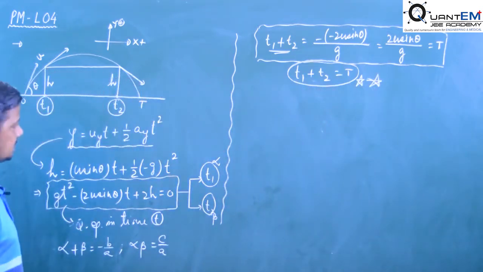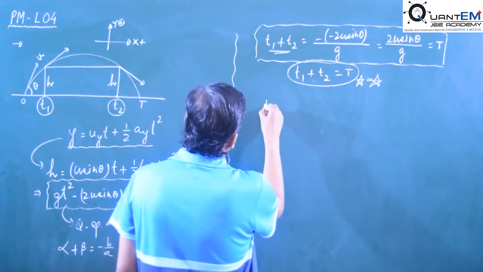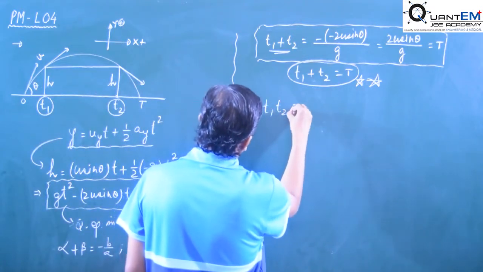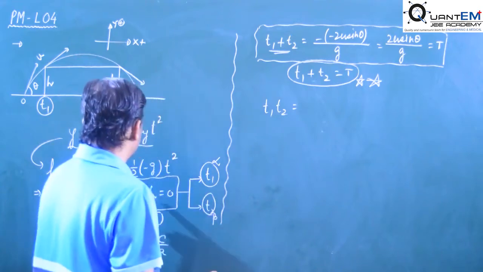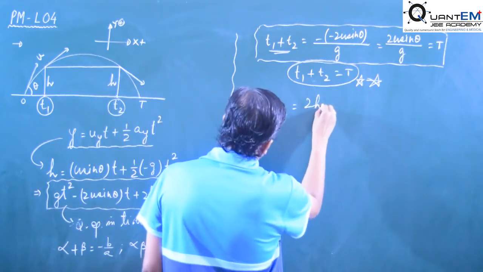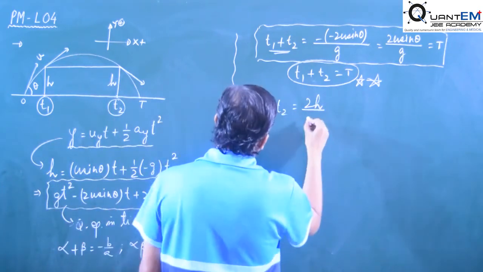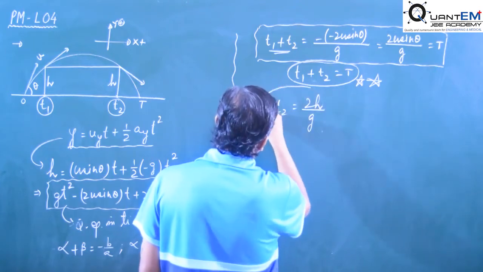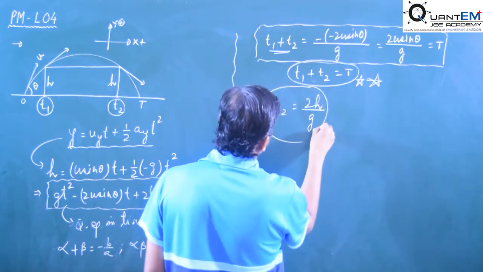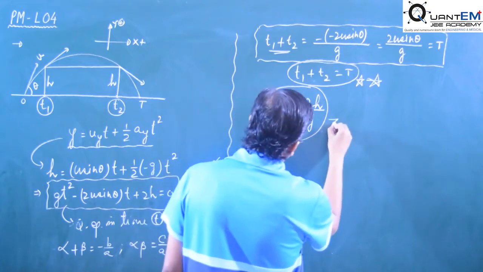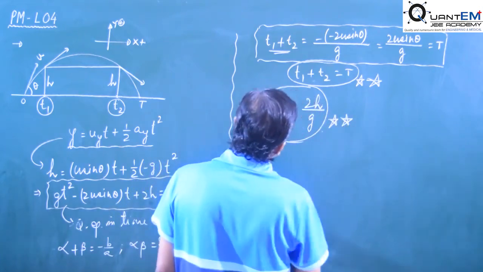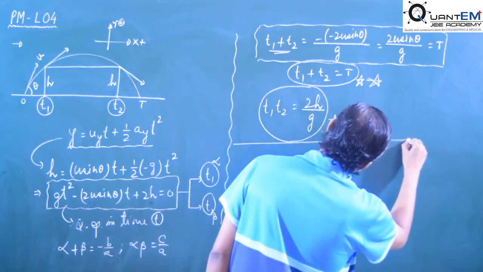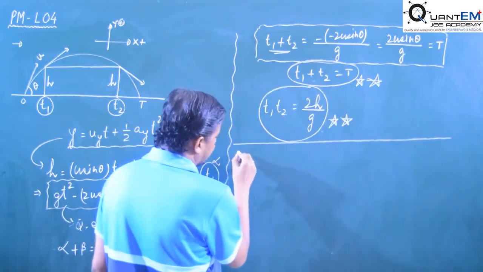Now we come to the product of roots, that is alpha beta. So t1 t2 is c by a. In place of c we have 2h by a, and in place of a we have g. So this result is of what? The product of times. So we take a basic question now.